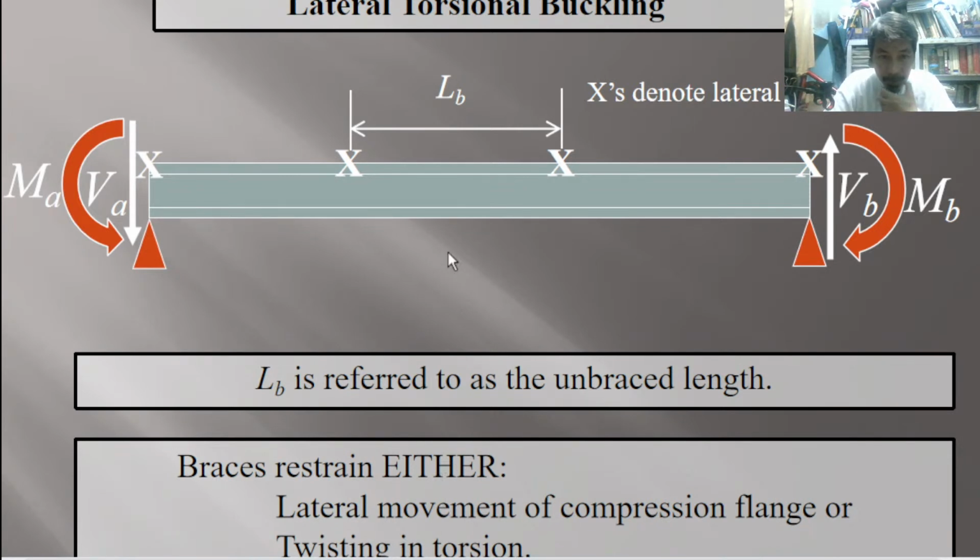We have again, for example, X denotes lateral brace points. So there are bracings here. How many bracings are there? 1, 2, 3, 4. So there are 4 here. So this is Lb. Lb now is what we call the unbraced length. So not the support length, but the bracing. Okay, pitch of bracing.